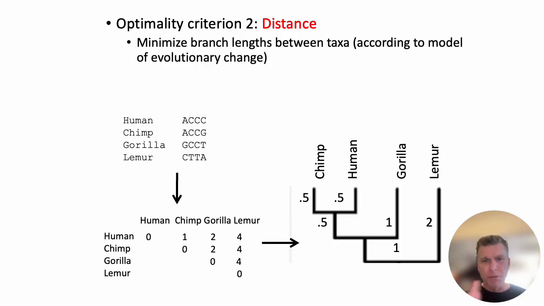And so if you compare the tree on the right to the pairwise distance matrix in the lower left and the data set above, you should be able to track that the distance from lemur to those other taxa is greater than any of the other between-taxa differences, because it's differing in all those different sites.